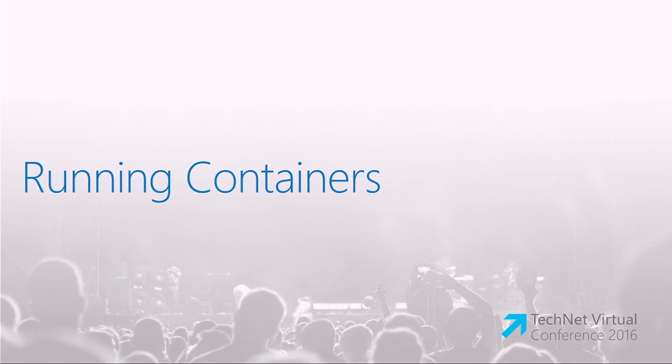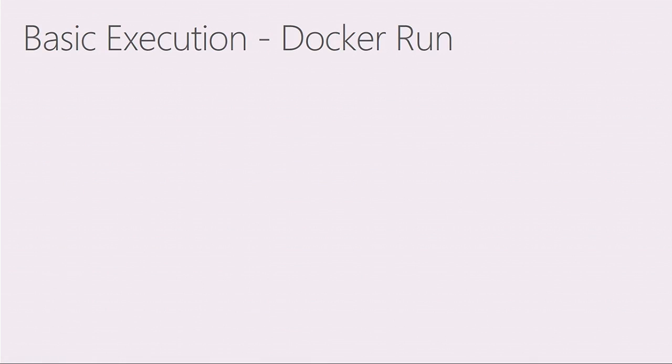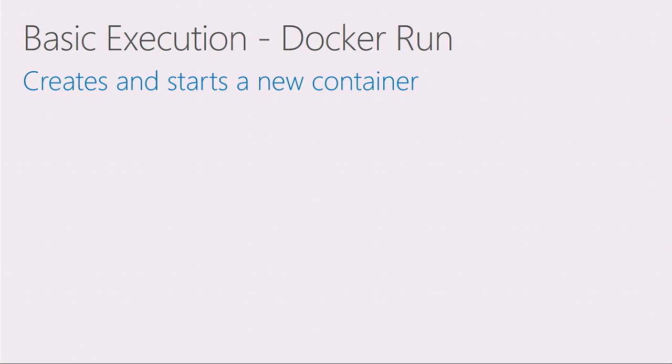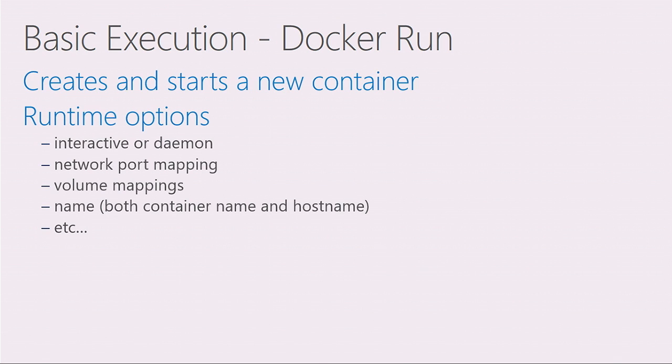So now let's talk a little bit about running containers, more of the exciting part of it. The basic execution model for running a container is just to do a Docker run. A Docker run creates and starts a new container. Again, we're starting from a template, so we start from an image. I specify the image name, and I can start a container from that.